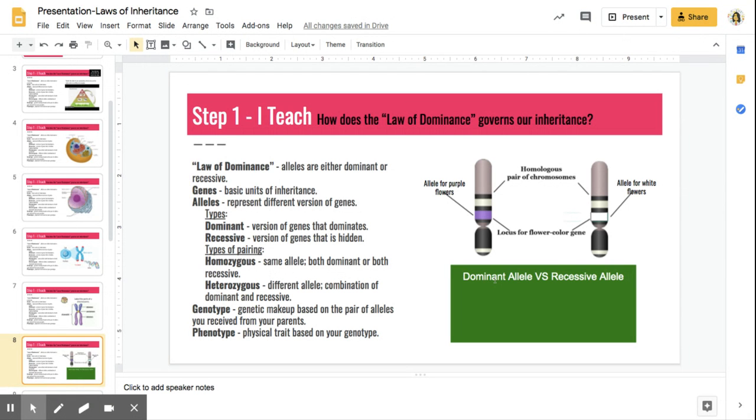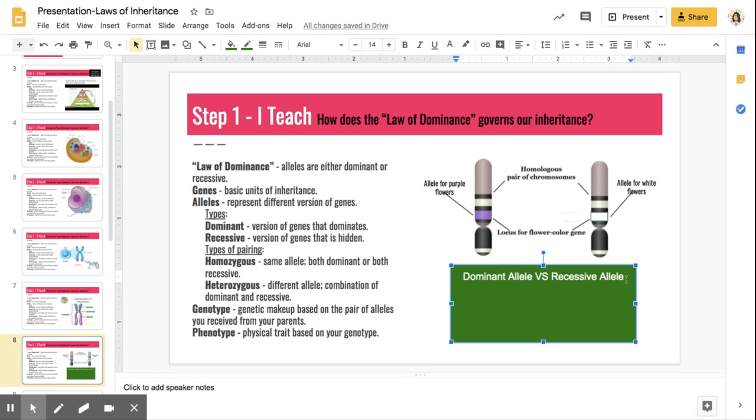So in our example, which is also the example in the experiment of Mendel, we have two alleles for the color of the flower. We have the purple and the white allele. All right. So according to the experiment of Mendel, between these two, the dominant allele is the purple color, while the recessive allele is the white. Okay. So remember, the dominant is the purple and the recessive is the white.